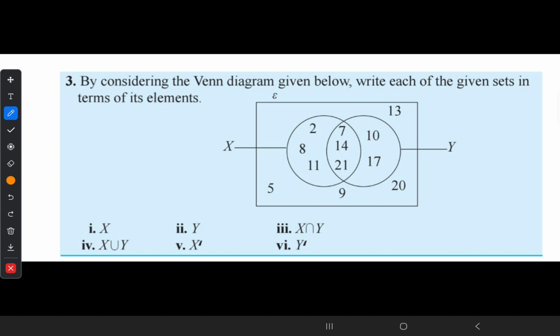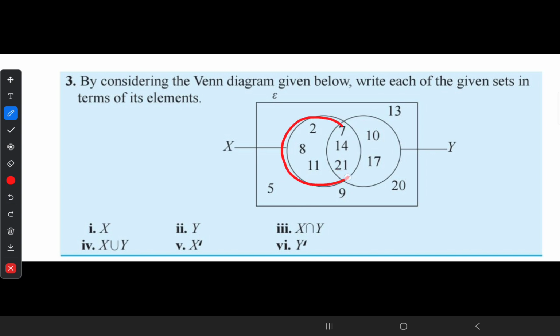So here, by considering the Venn diagram given below, write each of the given sets in terms of its elements. So X. What are the elements belonging to X? Inside the curly brackets, you have to write the answers. In ascending order, X means 2, 7, 8, 11, 14, 21. Then set Y, 7, 10, 14, 17, 21. And X intersection Y would be 7, 14, 21.